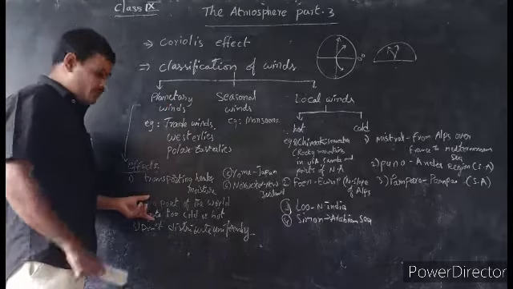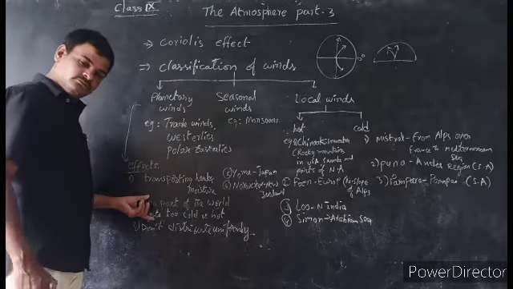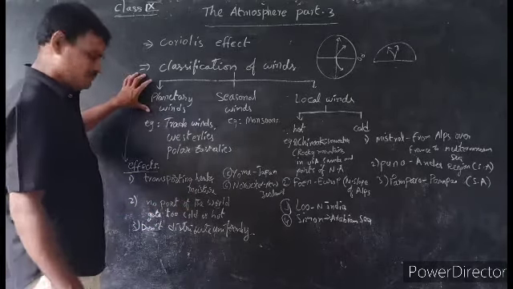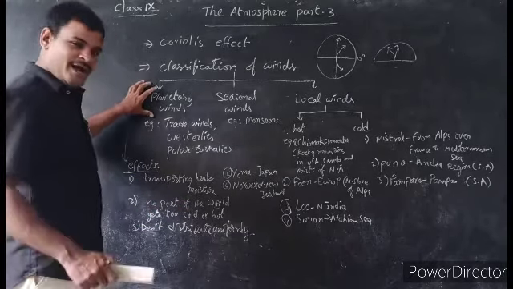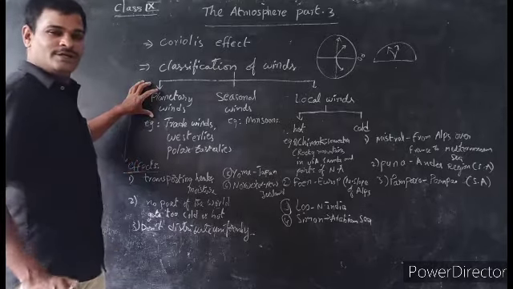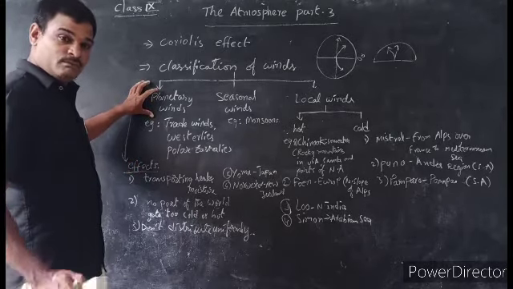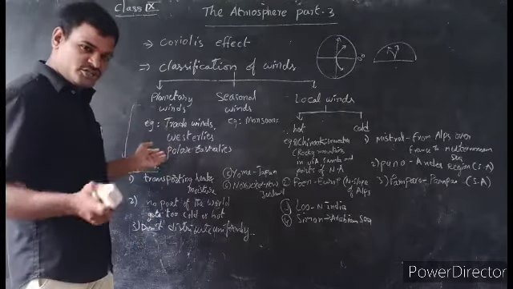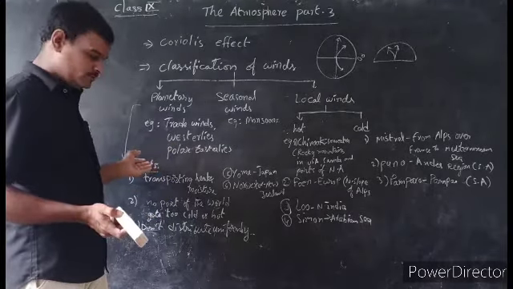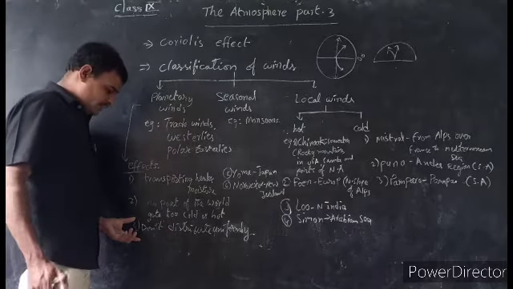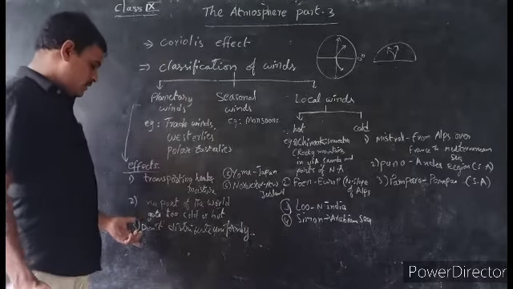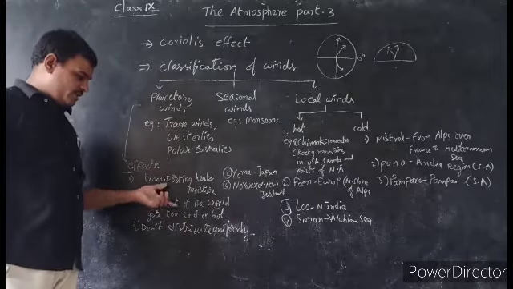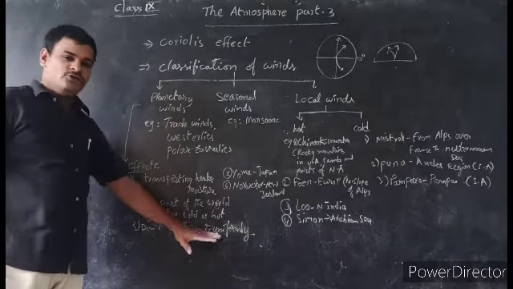Next, because of planetary winds, no part of the world gets too cold or too hot. If there were no planetary winds, some places would be too hot or too cold. Because of planetary winds, heat and moisture are distributed all over the world. Next, third, but these are not transferring the heat or moisture uniformly.